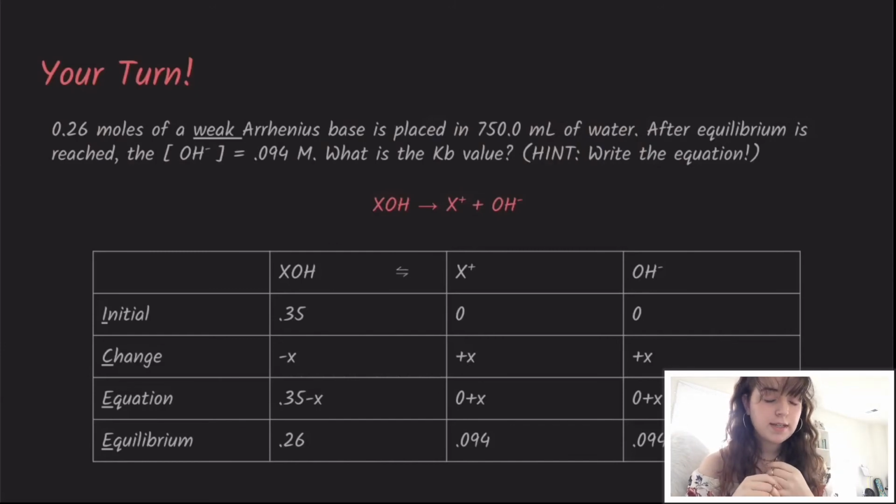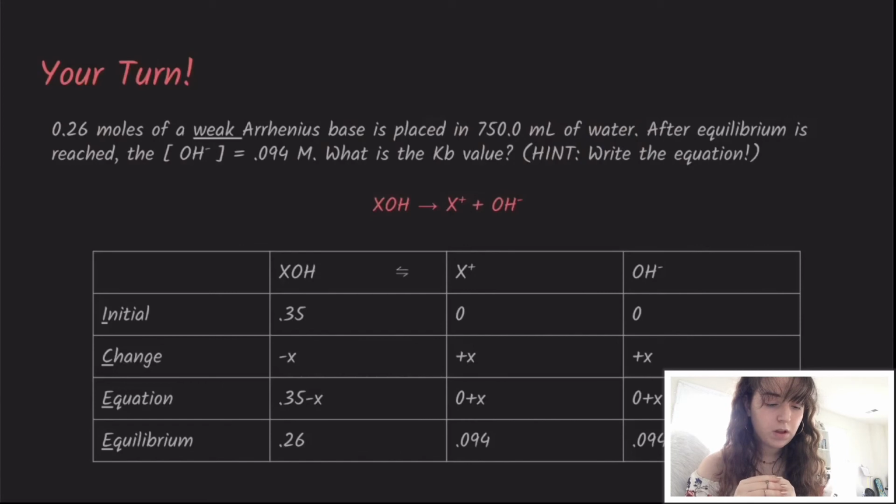You have 0.26 moles of a weak Arrhenius base that is placed in 750.0 milliliters of water. After equilibrium is reached, the concentration of the hydroxide ion is 0.094 molar. What is the Kb value? So my hint was to write the equation. So I have XOH yields the X plus ion plus hydroxide ion. Set up my ICE table.